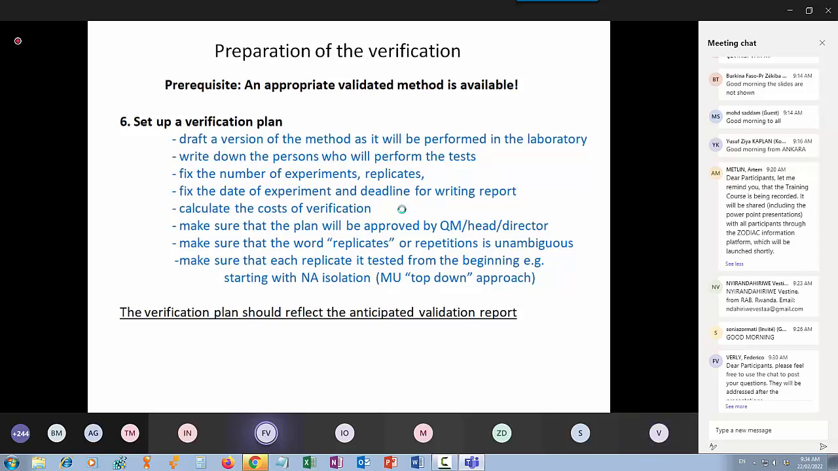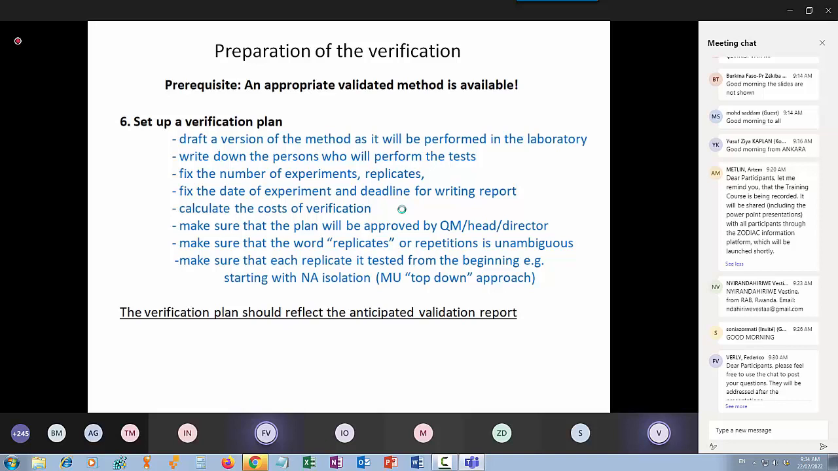After you put this on paper, you can calculate the costs of verification and then make sure that your plan will be approved and signed either by the quality manager or laboratory head or institute director. Then if it's approved, it means that you have the right to do that, and they will not put questions on how much it will cost once you have already decided to start.